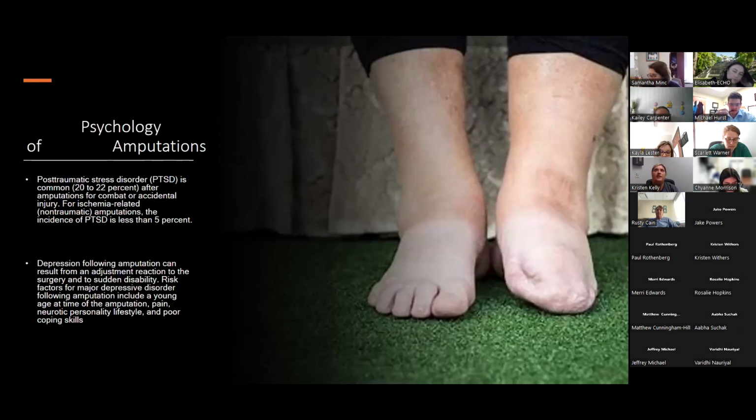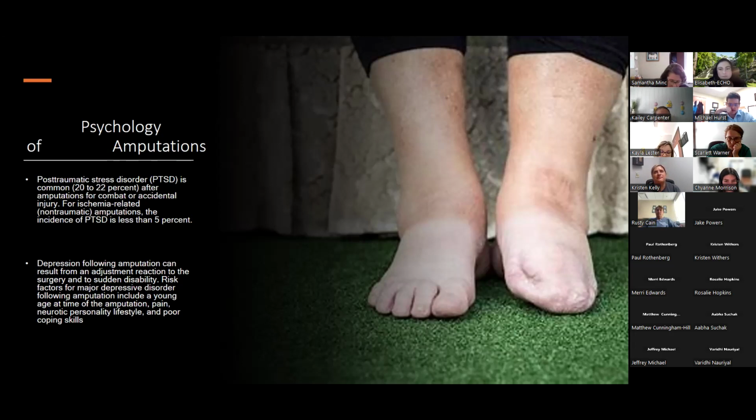So, a little bit about the psychology of amputations. Obviously, traumatic amputations cause a lot more post-traumatic stress, and as you can see here, PTSD after a traumatic or an accidental injury and amputation is somewhere in the range of 20 to 22%. Now, more in our realm, which is the non-traumatic amputations, infections, things like that, it still does occur, but it's closer to around 5%.